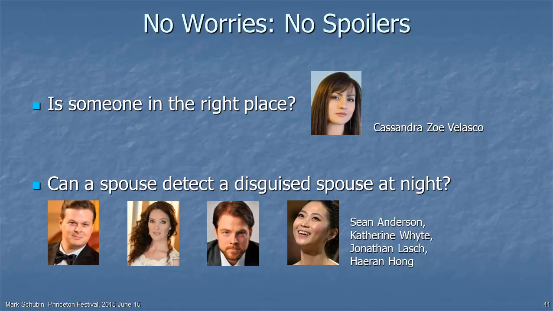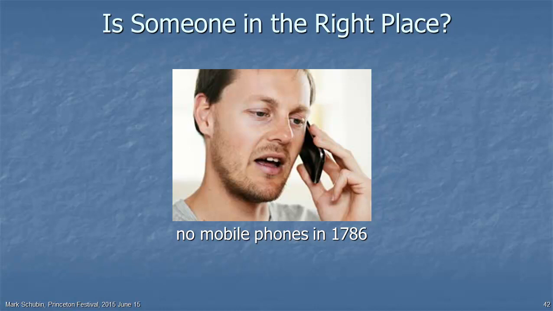Well, today, if you want to find out if someone's in the right place, you can just pick up your mobile phone and dial someone, say, hey, is he or she there? I'm looking for that person. But there were no mobile phones in 1786. So how might a message have been transmitted more quickly than by someone on a horse?